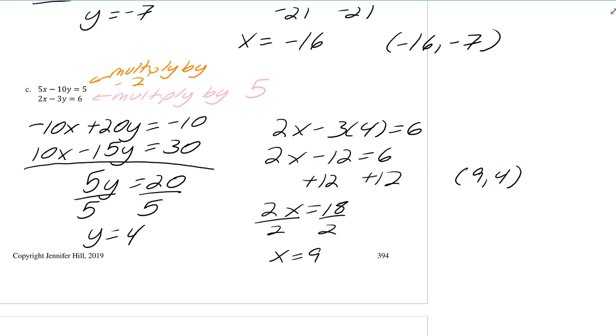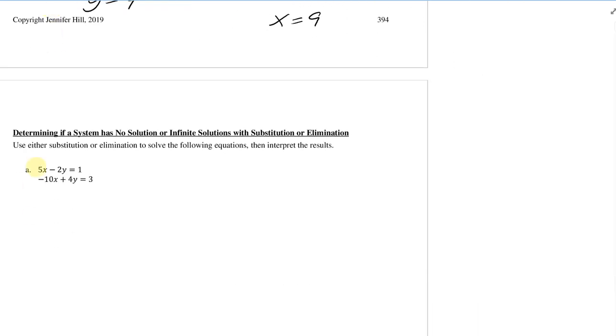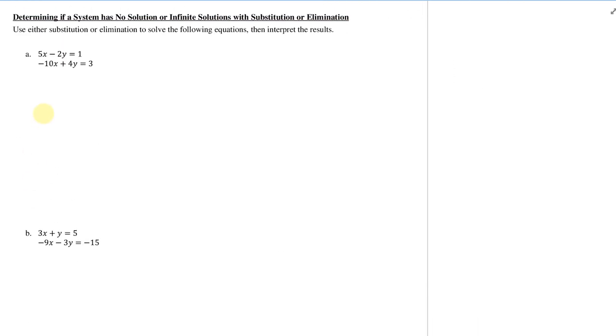Okay, so there's two more I want to go through in this part of the video. I want to talk about what happens when we have infinite solutions or no solution. And this shouldn't say with substitution, it should just say with elimination, sorry.